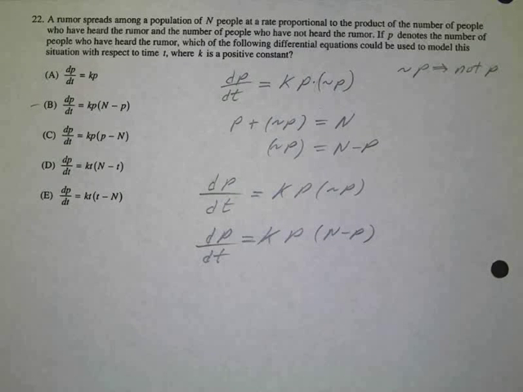Okay, here's some more problems from the 2008 AB test, multiple choice. All right, a rumor spreads among a population of n people at a rate proportional to the product of the number of people who have heard the rumor and the number of people who have not heard the rumor. If P denotes the number of people who have heard the rumor, which of the following differential equations could be used to model this situation with respect to T, where K is a positive constant?